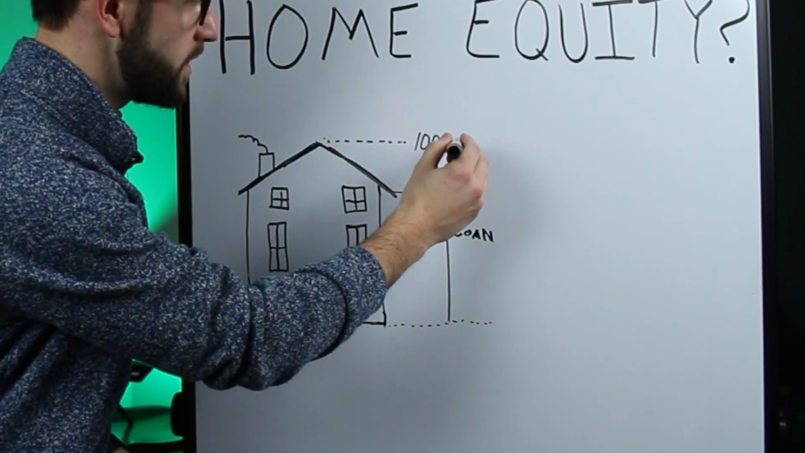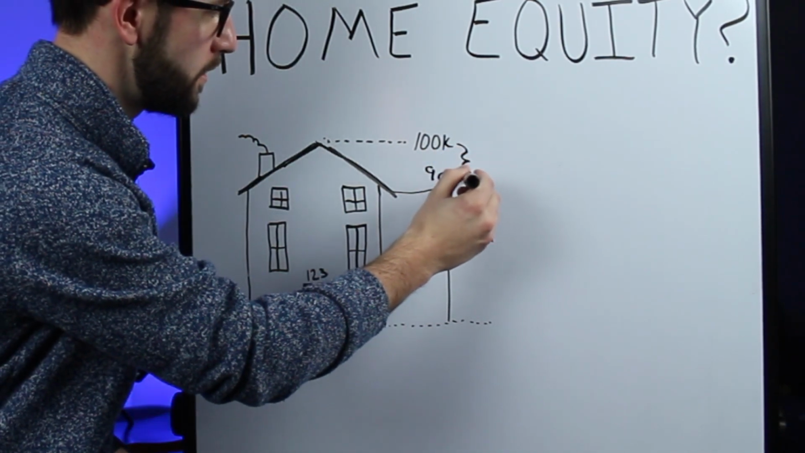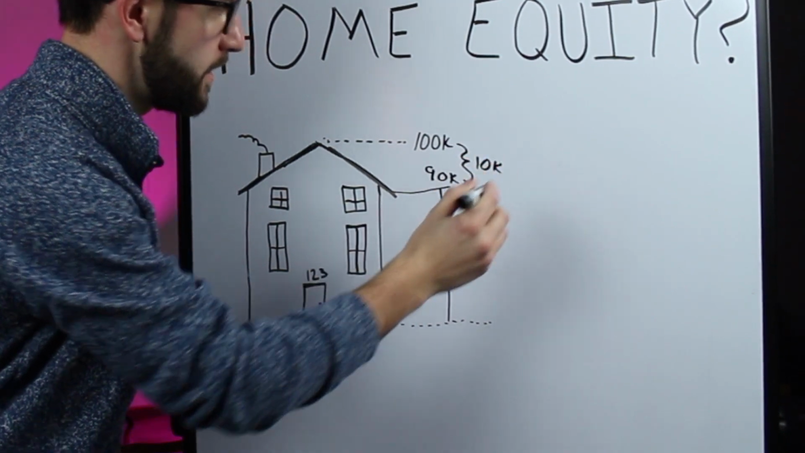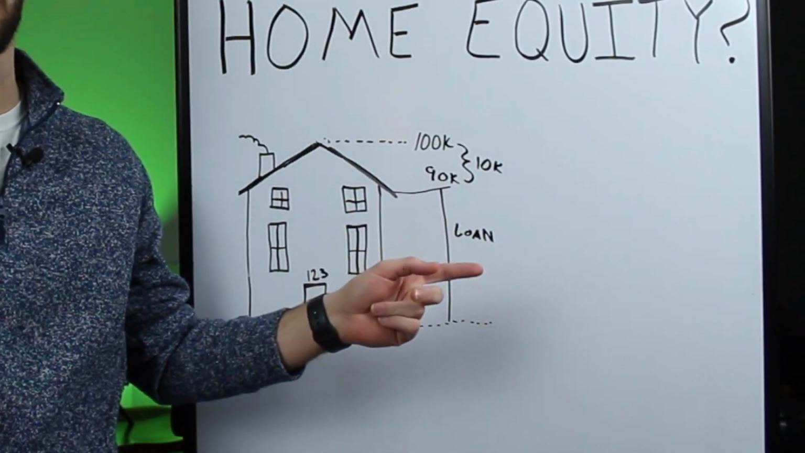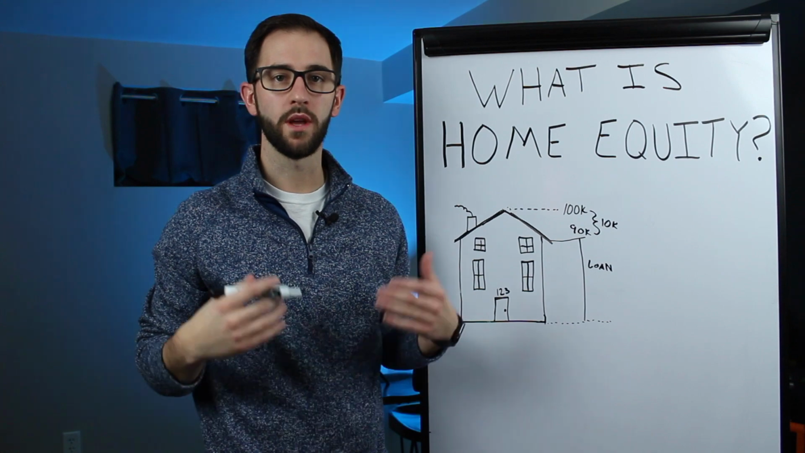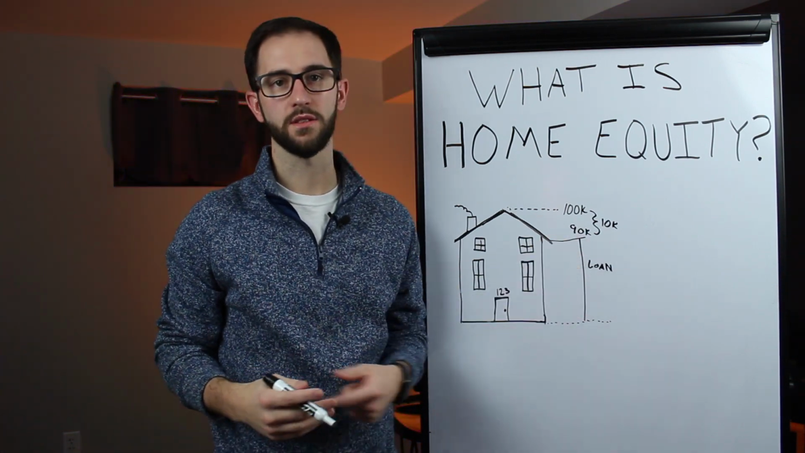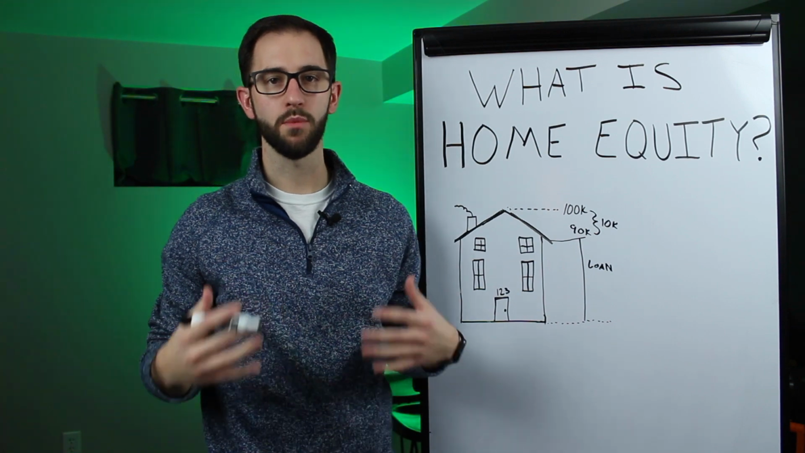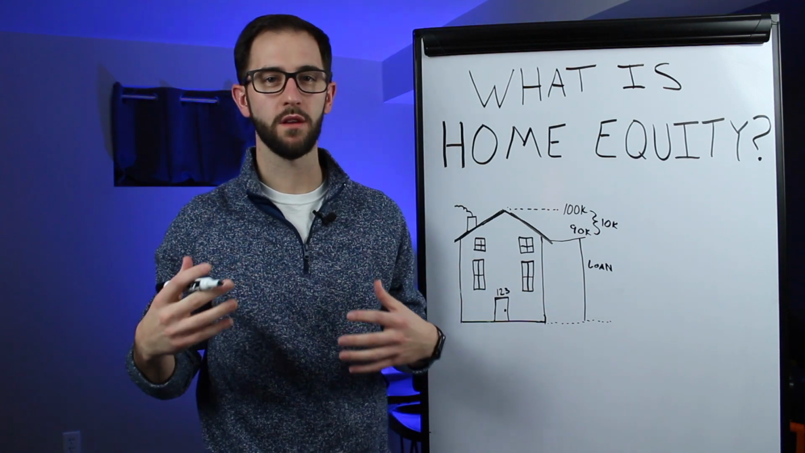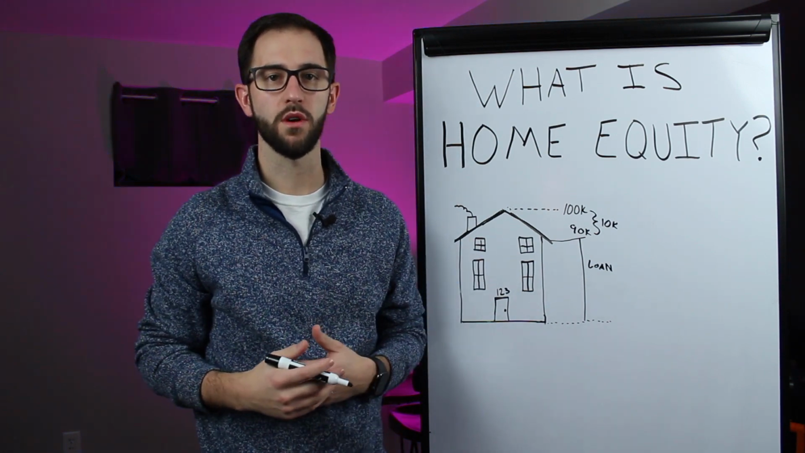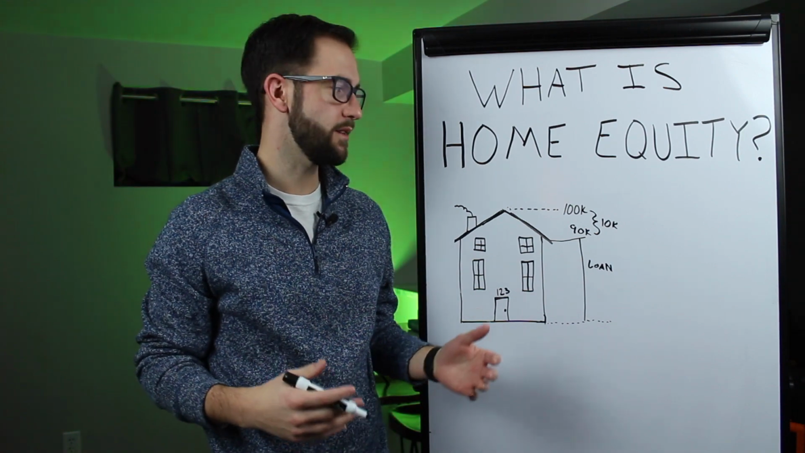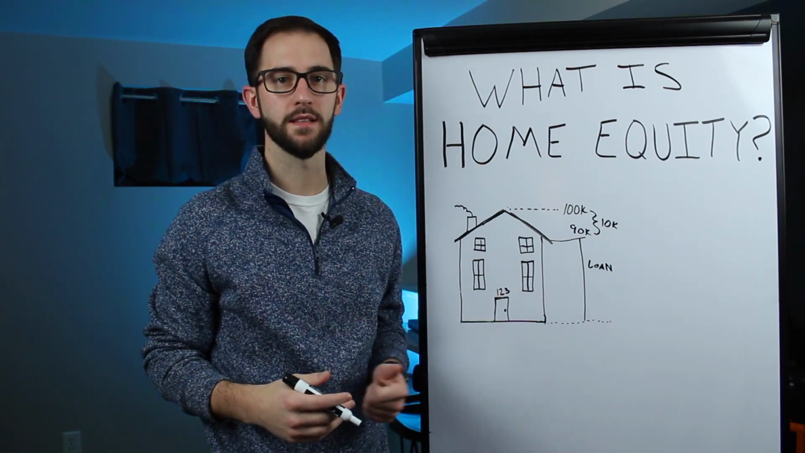So the difference between the two here, $10K, that's your equity. That's the equity going in on day one when you first buy the home. You're starting with $10,000 in equity. So pretty simple concept, but it can get confusing with some other factors that we'll talk about here in a second. But from a basic standpoint, that is equity.